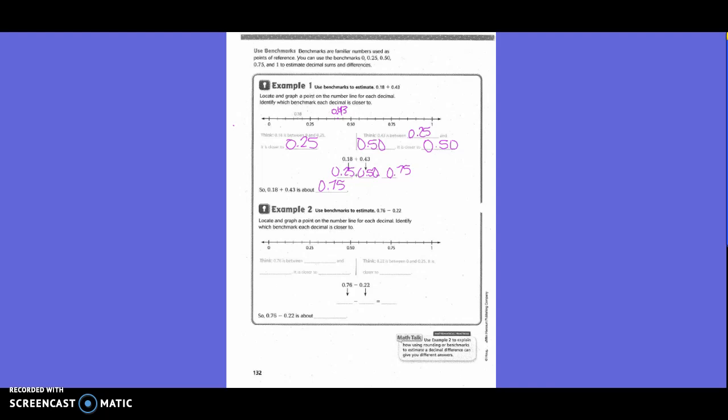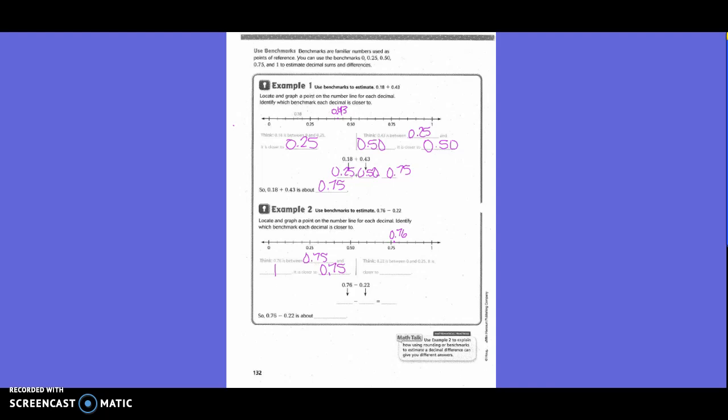Locate and graph a point on the number line for each decimal. Identify which benchmark each decimal is closer to. So if we went ahead and put down 76 hundredths, where would it be? Right here, right? So 76 hundredths is between 50 hundredths and 75 hundredths and 1. It is closer to 75 hundredths. So then they want us to put 22 hundredths.